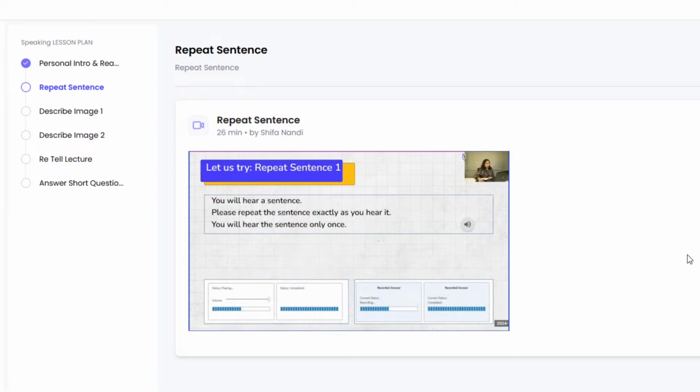So I'm going to demonstrate to you how to do this task. This is what you see on the screen. You will hear a sentence. Please repeat the sentence exactly as you hear it. What does that mean? That instruction means that you need to repeat the sentence in the same way as you heard it. And remember that you need to use the same word order that you heard in the sentence. Apart from that, students, try to copy the stress and intonation patterns of the speaker. You will hear a sentence only once, which means that the recording will not be repeated.